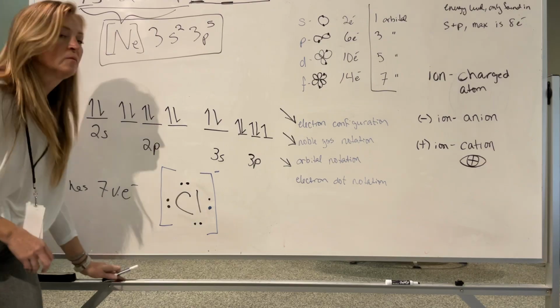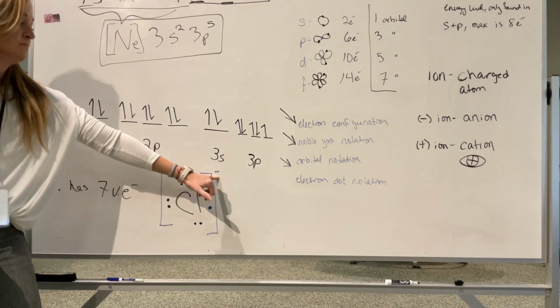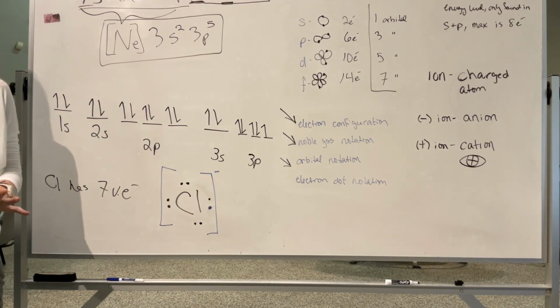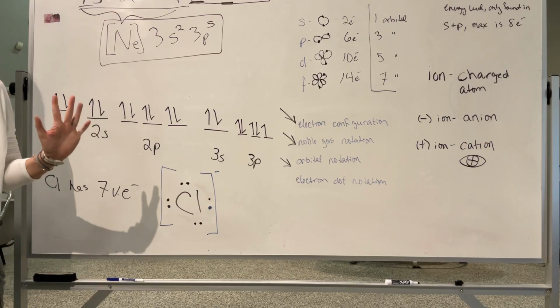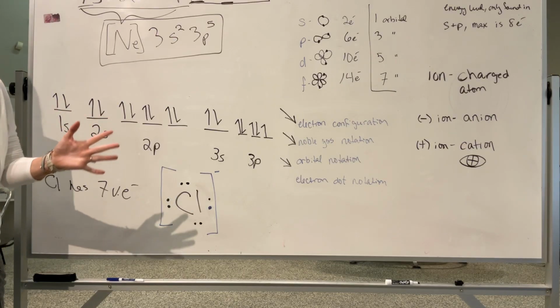What do you put in the top right again? The charge. And for negative, if I don't put a 1, it's assumed that if it's just a charge, it's a 1.